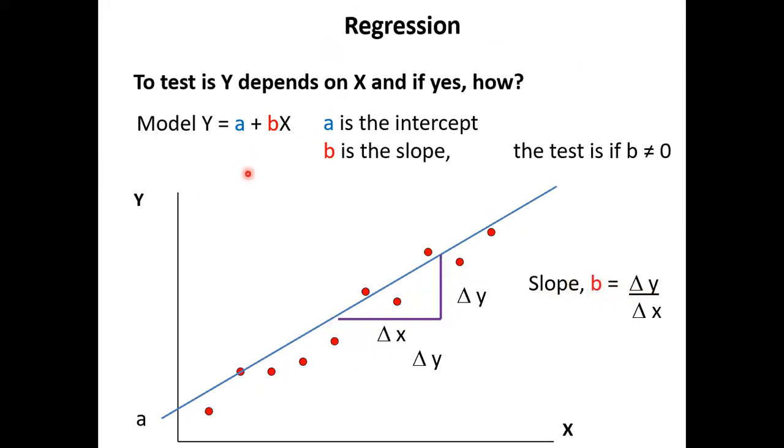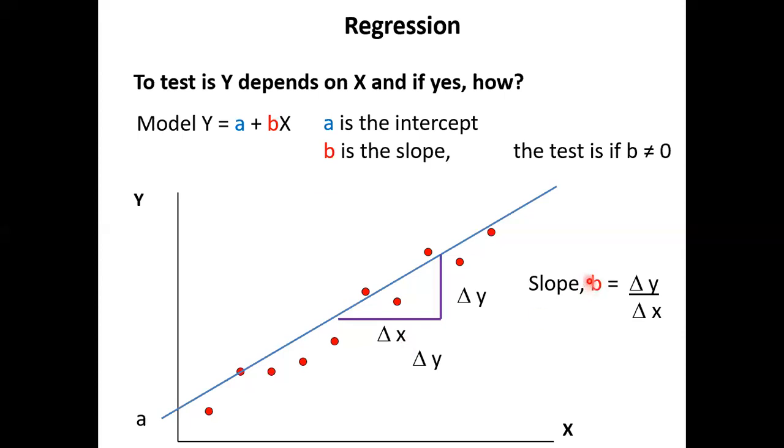The equation: y equals a plus bx. The b is the slope, how it's measured. A is the intercept, where this line will cut the y-axis. We are not so much interested in this; we are interested in the slope.